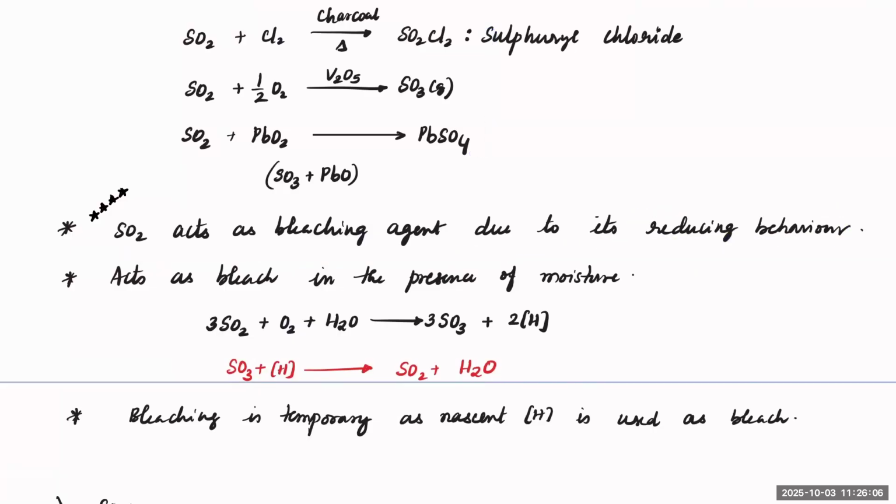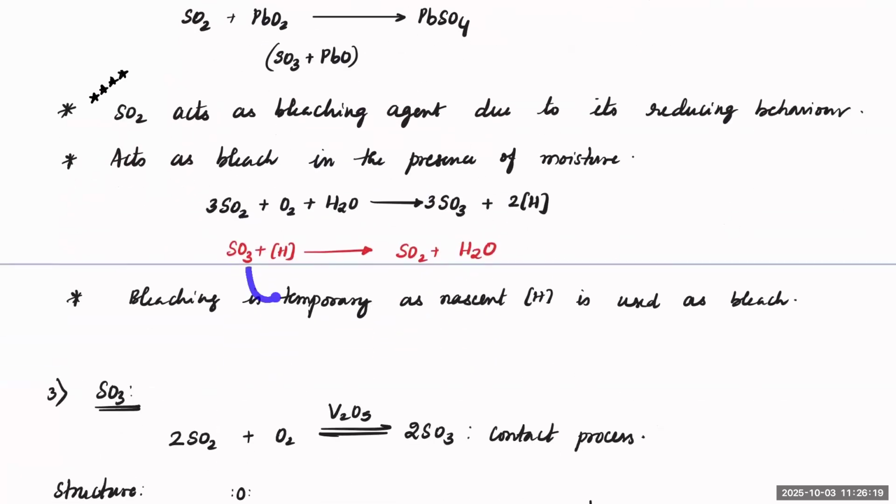What does that mean? See, I take SO2, react with O2 in the presence of H2O. So what would happen? You will get SO3 plus two nascent hydrogens. And see, SO3 with nascent hydrogens here will convert back into SO2 and H2O. Got it? Now think about it. What happens?